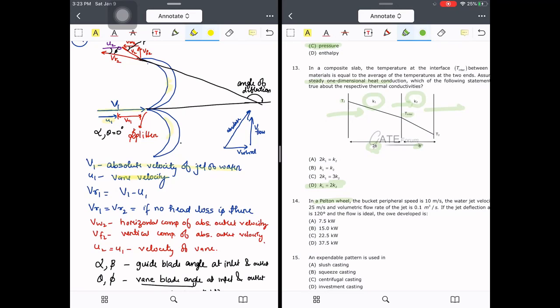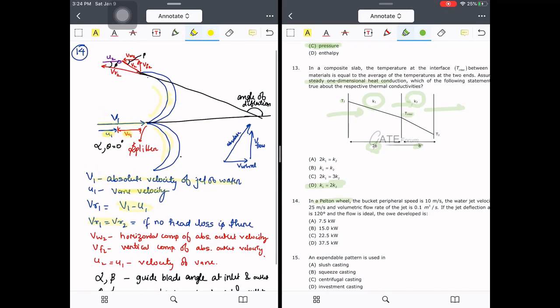U1 is the vane velocity, because vane velocity will be less as compared to the jet velocity, because jet velocity has to be very high. So V1 is the jet velocity, U1 is the vane or the bucket velocity. Therefore, because of this velocity difference, there acquires a relative velocity. This is the splitter, it splashes the water, distributes the water in two different ways. So VR1 is capital V1 minus small u1.